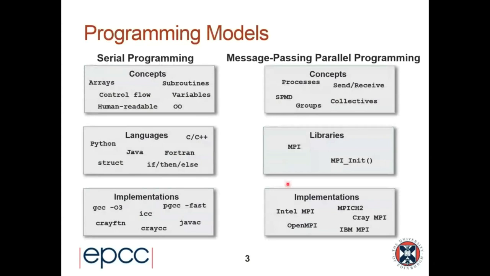There are multiple implementations of these libraries, so we're going to be using something called OpenMPI. If you're on Archer, you use Cray MPI, or you might use Intel MPI. So this is a library of which there are multiple implementations, but there is only one way of doing message passing. However, the mistake some people make is they dive in and try to learn MPI. MPI is good, but it's not perfect. When you write an MPI program, you should really be thinking about how am I writing a message passing program, what do I want to do, and then how to implement that in MPI.